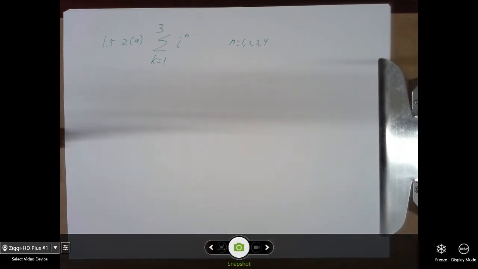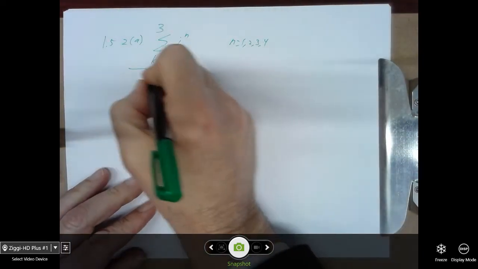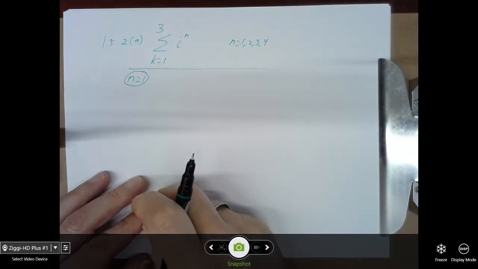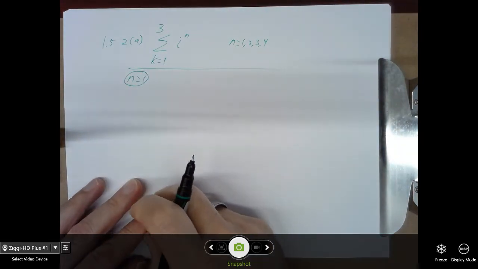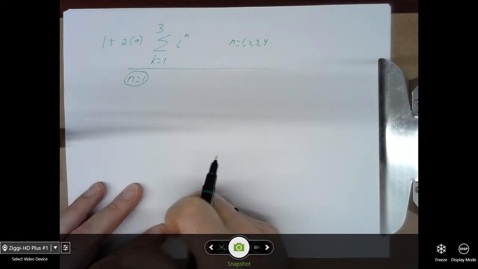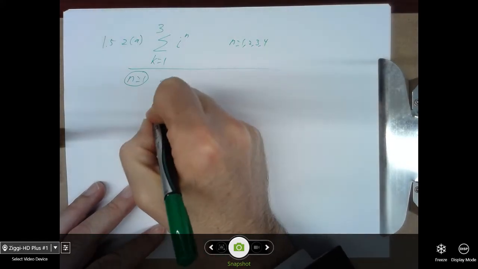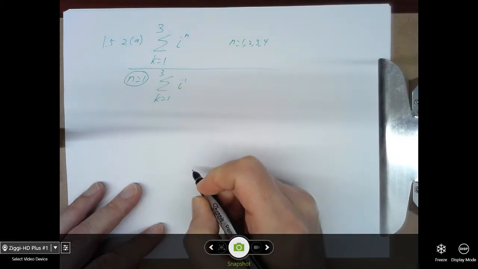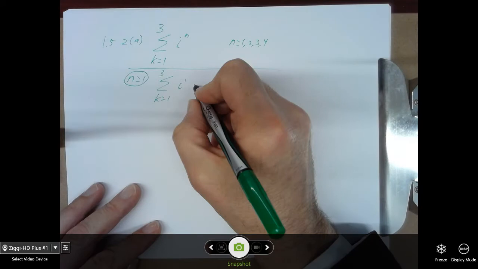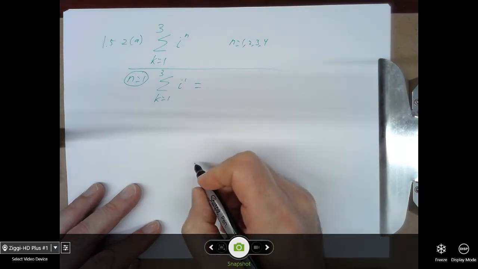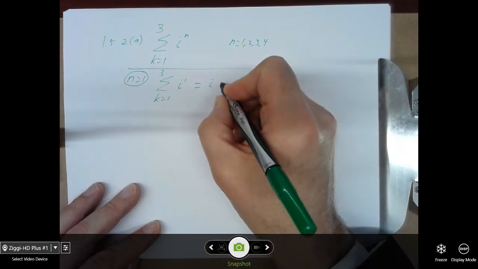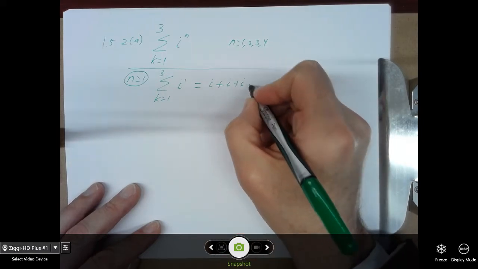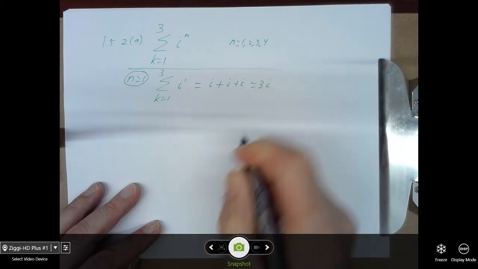So this sum, so let's start with n equals 1. Just 4 sums or 1 sum? 4 sums. Yeah, that's my interpretation of it. Okay. So for n equals 1, this is the sum from k equals 1 to 3 of i to the first, which is just i. So if k equals 1, what's i equal to? i. If k equals 2, i is equal to i. If k equals 3, i is equal to i. This is just 3 times i.